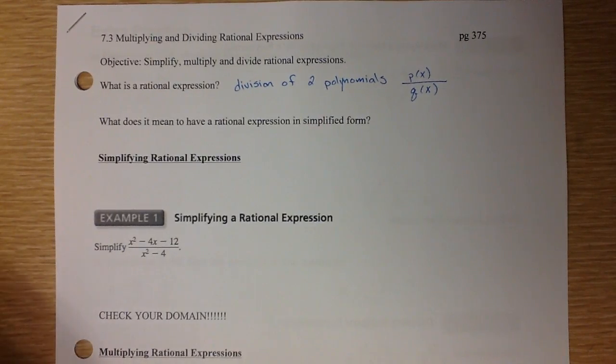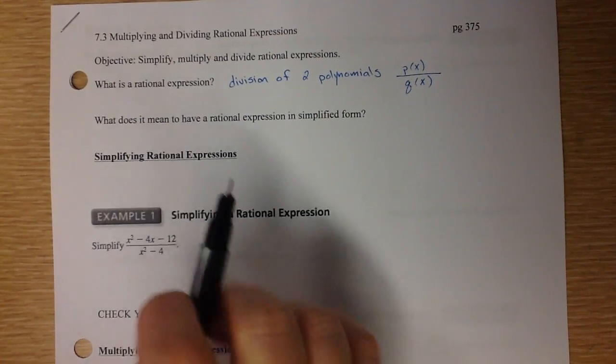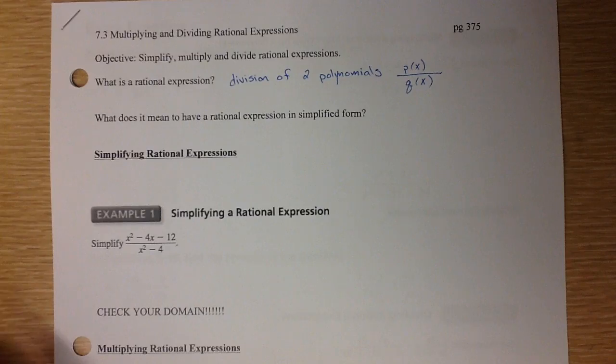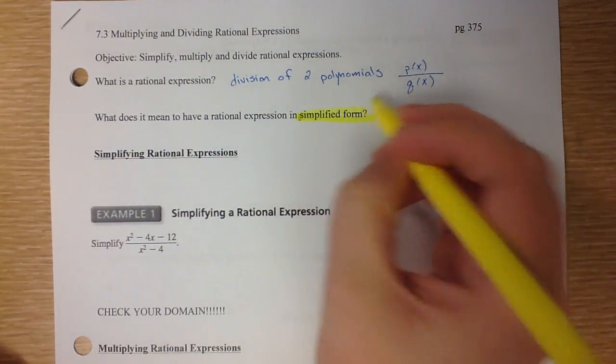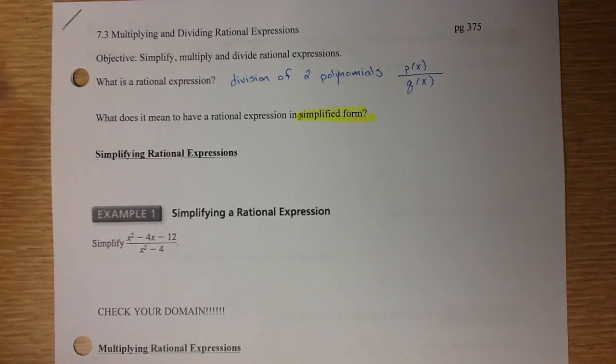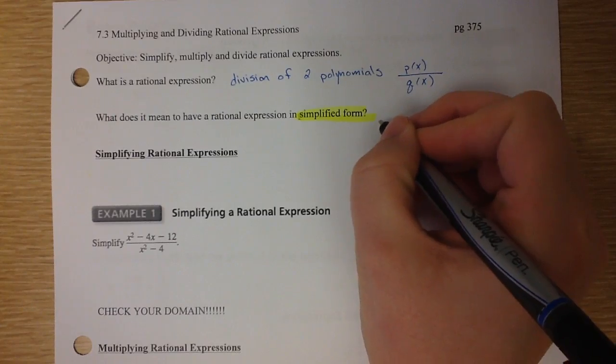In this section we're going to be simplifying, multiplying, and dividing them. Hopefully from there we'll go into solving them and doing some other stuff with these rational expressions. But first, what does it mean to have a rational expression in simplified form? What does it mean to have something in simplified form? Let's go back and look at a plain old fraction in simplified form. Let's look at the fraction 4/8.